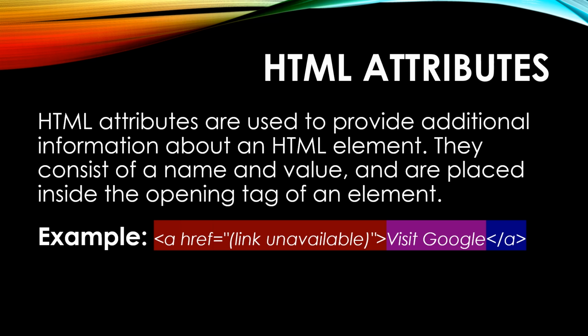Let's quickly look at an example here. So this is the link element, okay, the hyperlink element. Now the part of the element that is highlighted red is the opening tag. Yes, and the part that is highlighted violet is the content, and the part that is highlighted blue is the ending or closing tag.